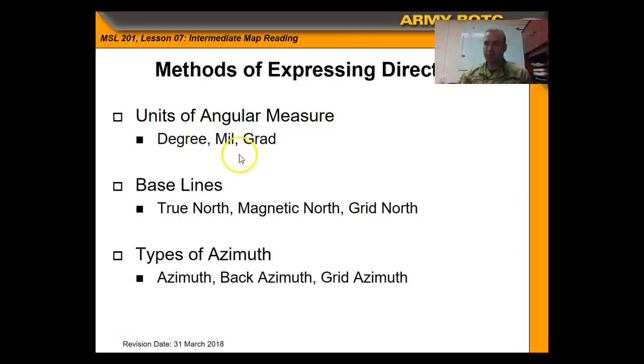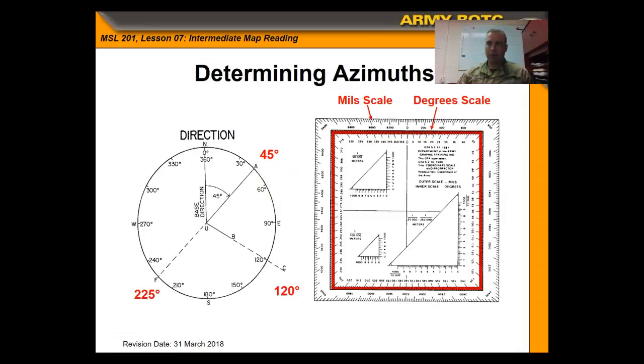It's very simple. All right, so let's talk about determining your azimuth. An azimuth is defined as a horizontal angle measured clockwise from a north baseline. This north baseline could be true north, magnetic north, or grid north. The azimuth is the most common military method to express direction.